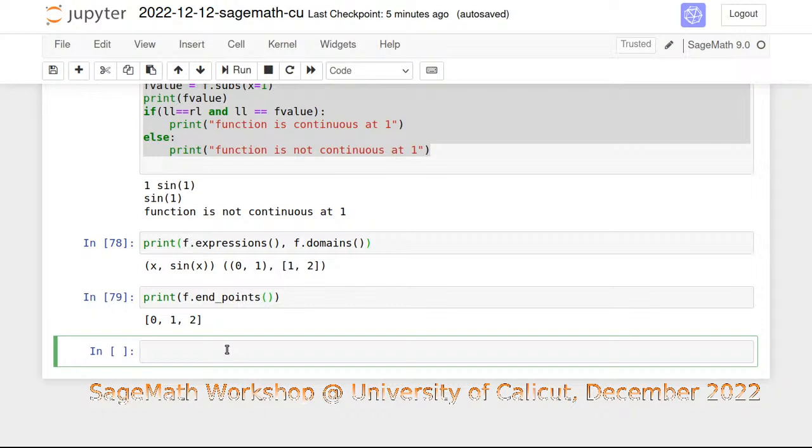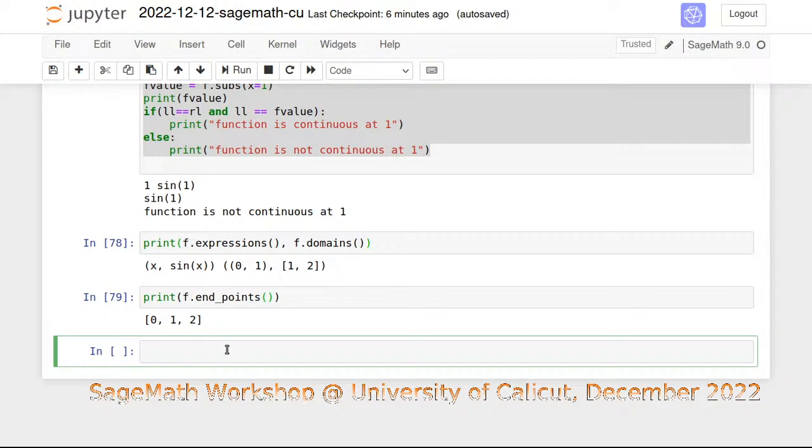So that is a little bit confusing. You need to really think a little bit. But instead of that, can you locate which interval 1 is in? Using the endpoints command, we can determine whether it's an endpoint or not. Once you determine it to be an endpoint, you can find out which domain this endpoint is in. Correspondingly, you can take the left limit and right limit.